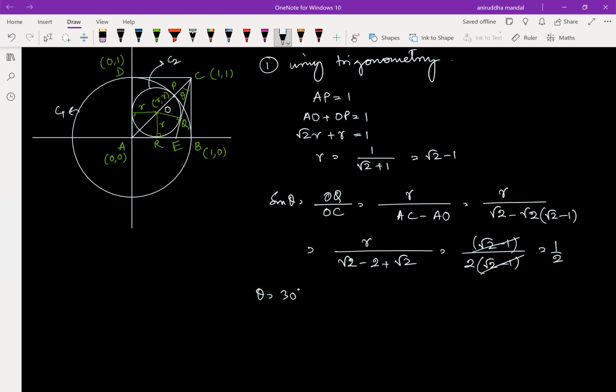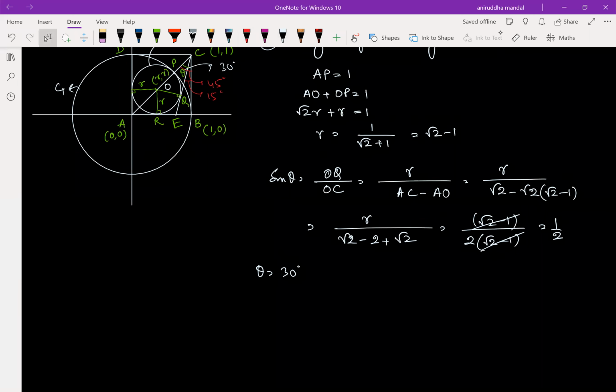Now we know this is 30 degrees. Just a minute, this is 30 degrees. Now this complete angle is 45 degrees. So this complete angle is 45, and this part is 30, so this angle is 15 degrees.